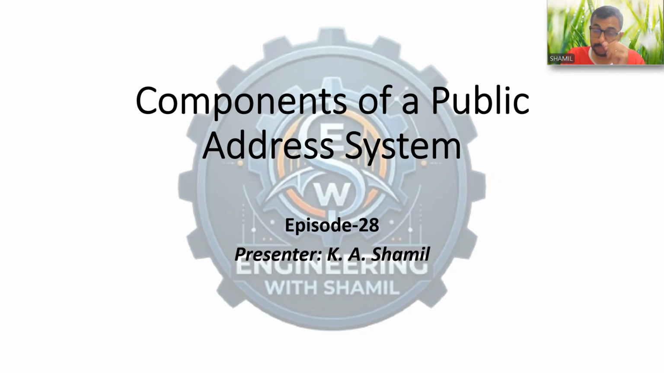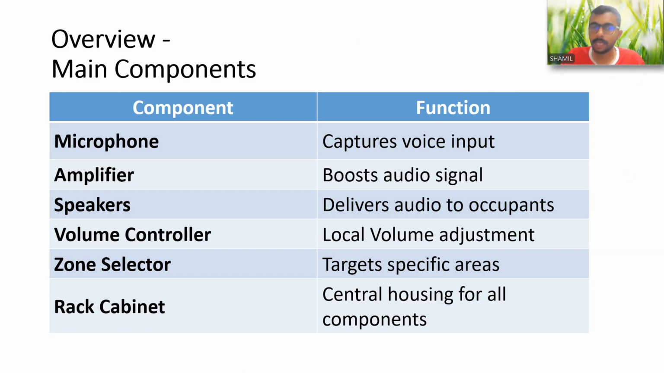So the public address system consists of the following components. The first component is the microphone. The microphone is where you announce something. You input an audio signal to the system. That is the microphone. It could be either a live announcement or a recorded message. The second one is the amplifier. The purpose of the amplifier is to boost the audio signal. Whatever input is coming from the microphone, that signal gets strengthened.